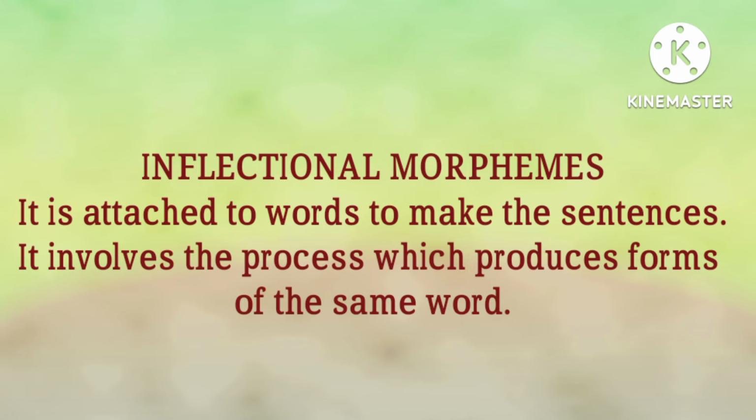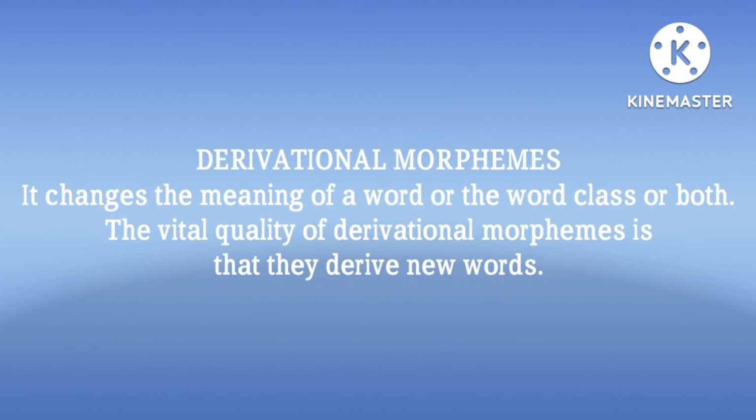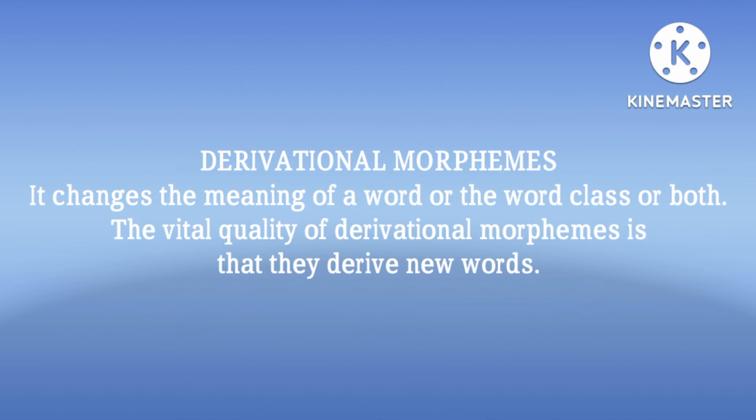Inflectional morphemes are attached to words, and they involve the process which produces forms of the same word. For example, we have cut, match, and send. Match, matches, matching, matched. Cut, cuts, cutting. That is inflectional morphemes.